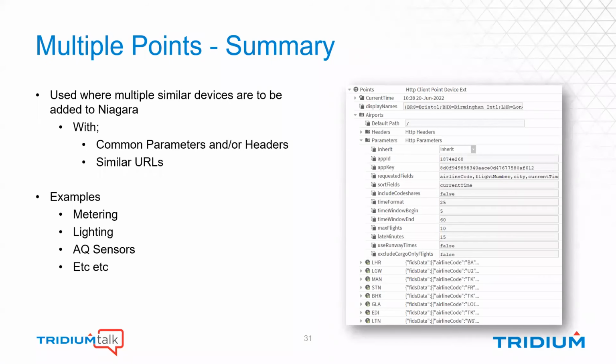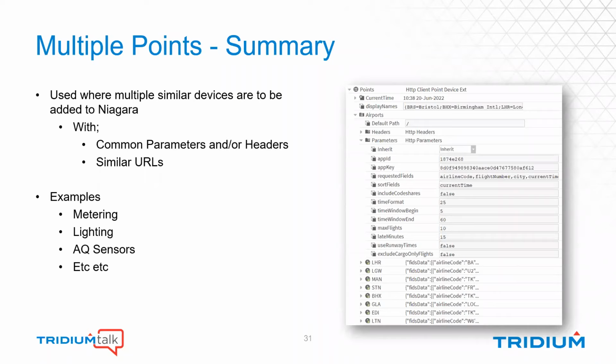So let's have a look at a bit of a summary on that one there. Why would we use a driver over a single component? If you've got common parameters and headers, what you can do is, in the example on the right-hand side there, you can see I've created a points folder in my file structure. And in there, I've put all my parameters that are common for all points that live under that points folder.